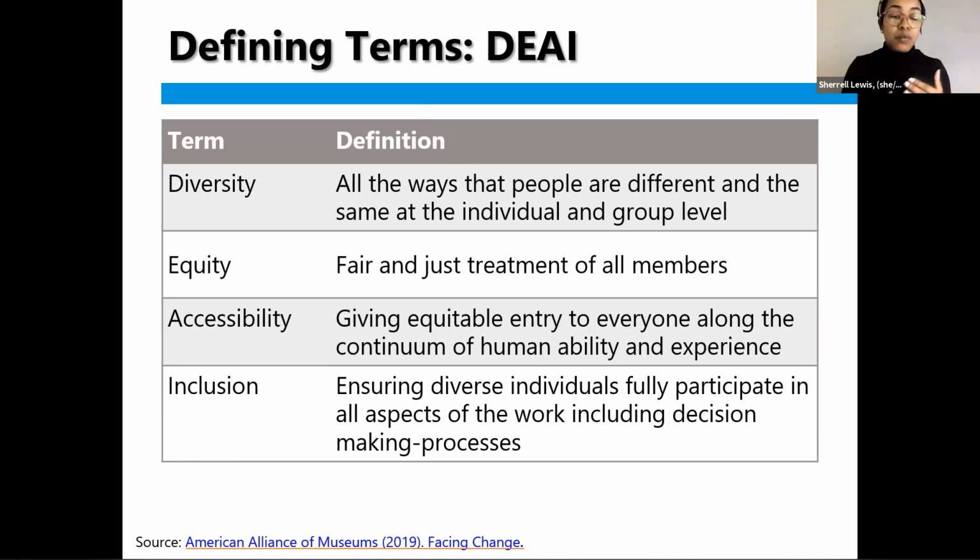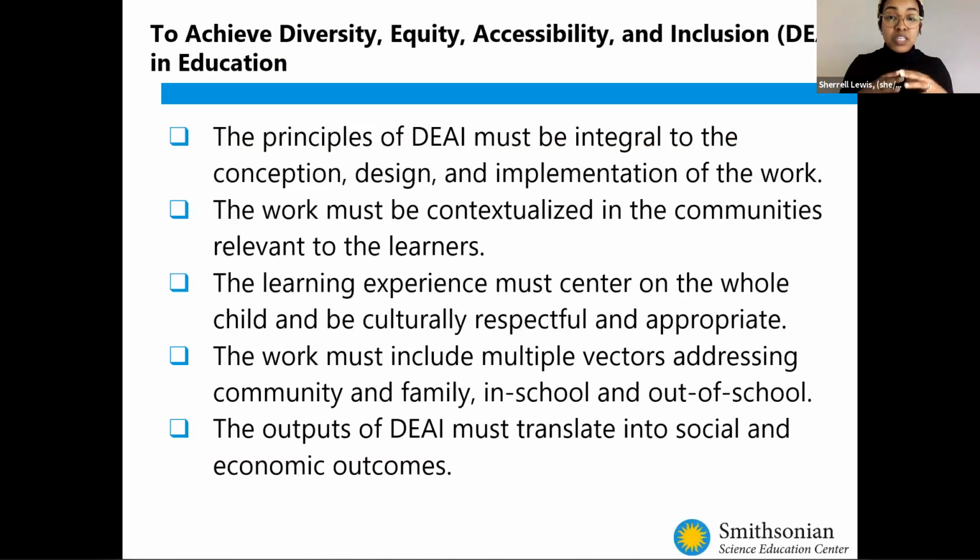Accessibility: giving equitable entry to everyone along the continuum of human ability and experience. So we really want to think about not just giving someone the opportunity, but making sure they can actually get to a place where they can fully participate, and be considerate of all of the diversity of abilities that exist.